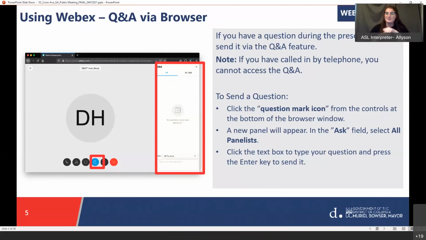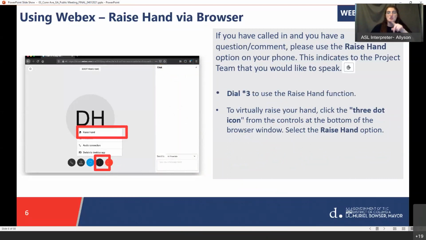If you have called in and you need to pose a question, please use the raise hand option on your telephone by dialing *3. To virtually raise your hand, click the 3-dot icon from the controls at the bottom of your browser window and select the raise hand option, which is the little hand that you see there. Next slide.